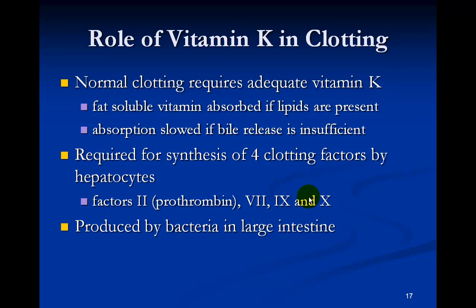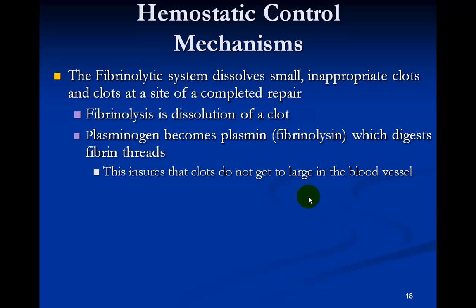Well, we have a very important vitamin involved in clotting. That's vitamin K, but vitamin K is a fat-soluble vitamin, and it's absorbed if lipids are present, but absorption is really slowed down if the bile release from the liver is insufficient. Well, what vitamin K does is help synthesize 4 of the clotting factors, and those are factors 2, 7, 9, and 10. And these are produced by bacteria in the large intestine.